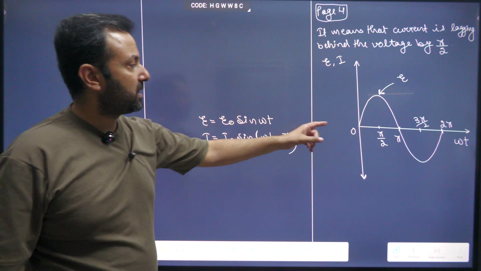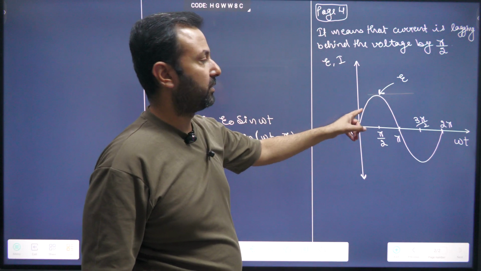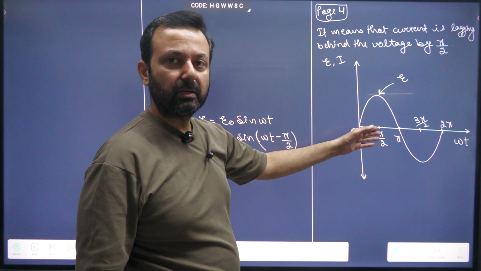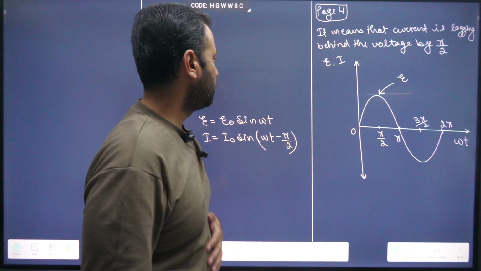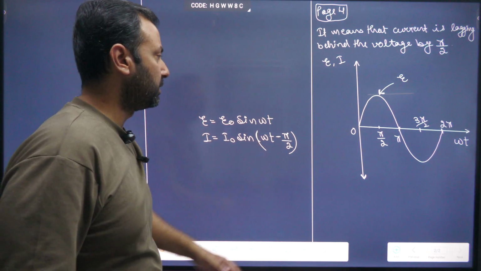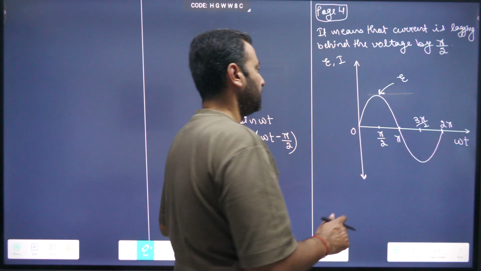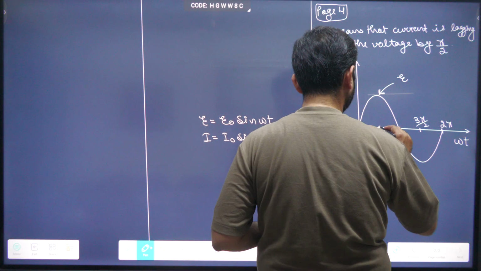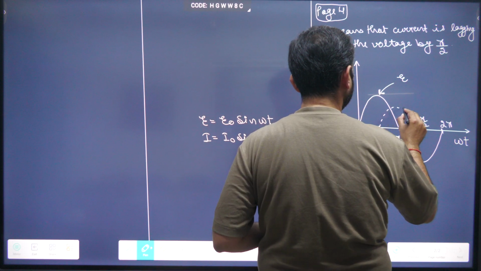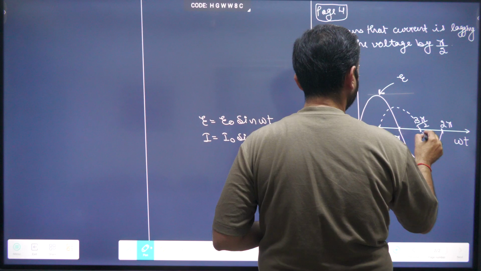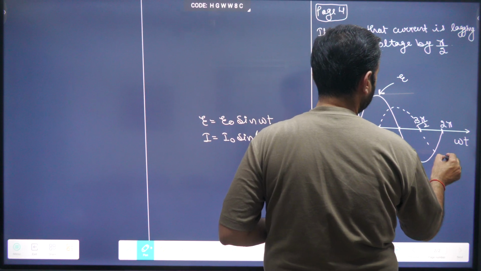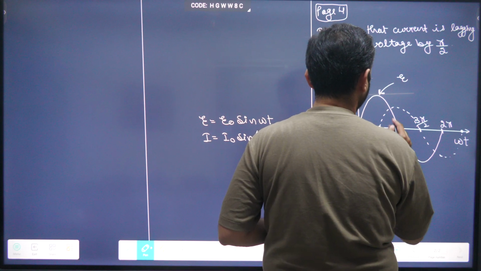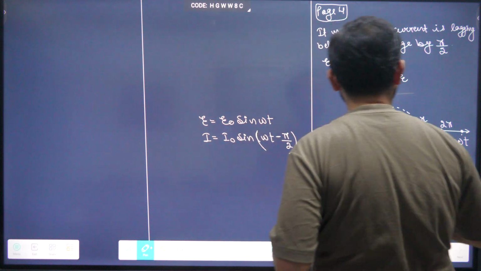It means that EMF has already started from point 0, but current will start from point pi by 2 because current will start late. How much late? By pi by 2. Current is late by pi by 2. So current will start from here, like this. So this is I.